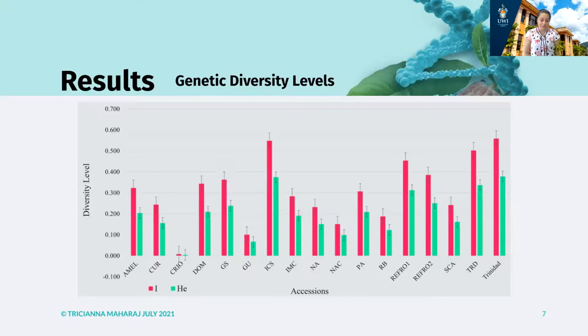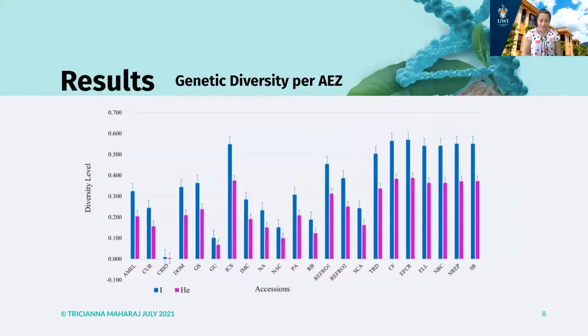With regards to the agroecological zones, if you look at the graph, you would see that the highest level of expected heterozygosity was recorded in the Eastern Flank Central Range and the lowest levels in the Eastern Lowlands and Northern Range Central. Overall, the genetic diversity were comparable across the different agroecological zones and comparable to the TRE, ICS, and Refractario 1 accessions.